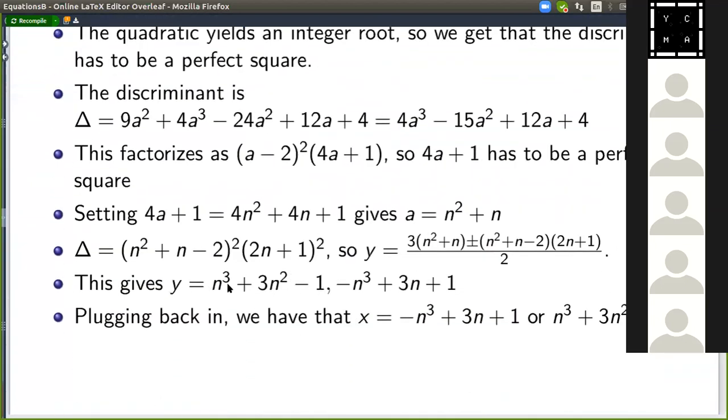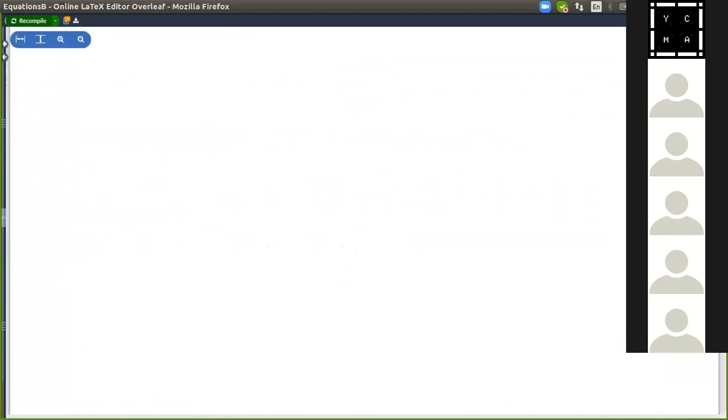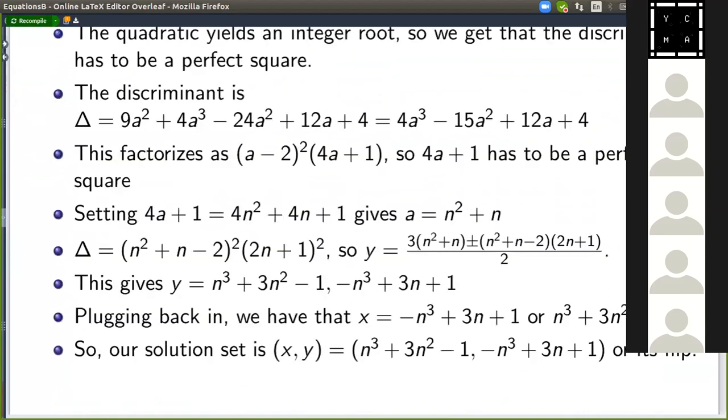So that means that our final set of solutions is going to be (x, y) equal to (n cubed plus 3n squared minus 1, negative n cubed plus 3n plus 1), or its flip, where x is equal to negative n cubed plus 3n plus 1, and y is equal to n cubed plus 3n squared minus 1. So yeah, this is a really ugly solution, and it actually is the full characterization of solutions, where n is any integer.